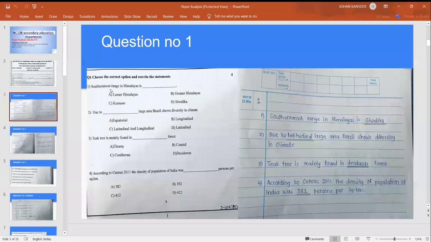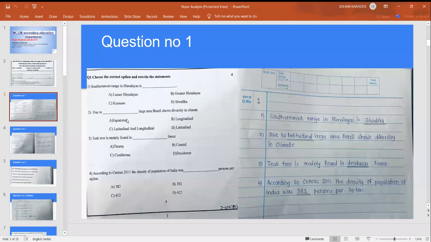The first question is: the southernmost range in the Himalayas is dash. The options are provided to you, and you have to choose the correct one. The correct one is option D, that is Sivalika. I have written over here, you can see that the southernmost range in the Himalayas is Sivalika. I wrote my answer in a complete sentence and then underlined that word.